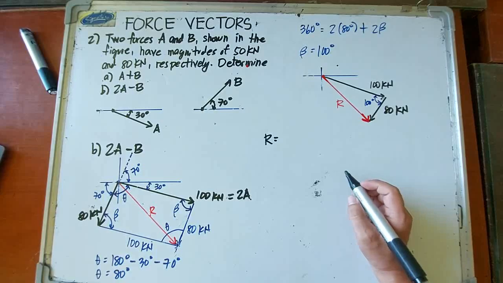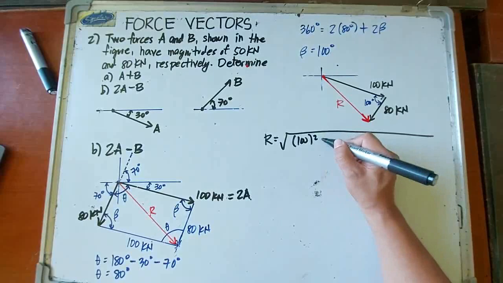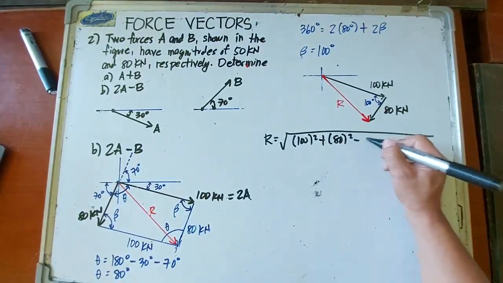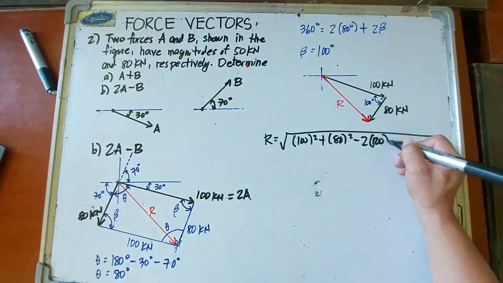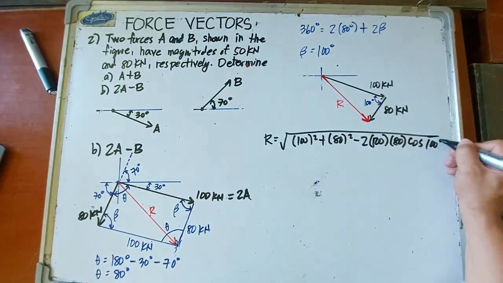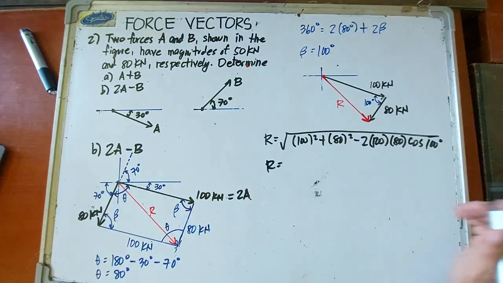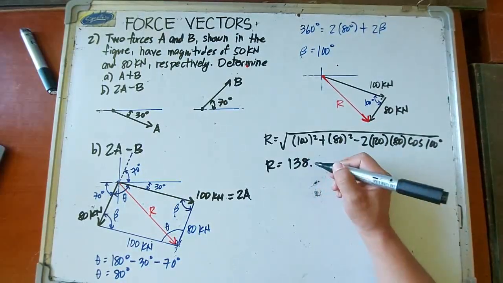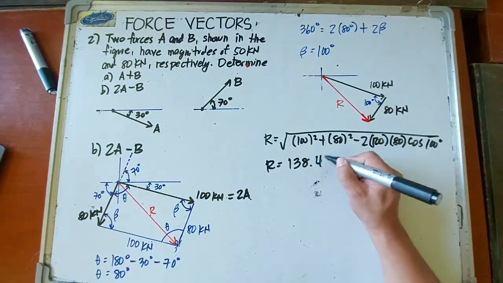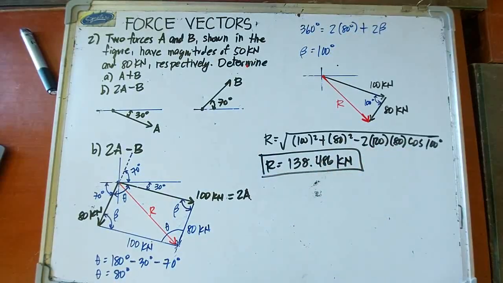So R is equal to 100 squared plus 80 squared minus 2 times 100 times 80 times cosine of 100 degrees. So the resultant of the two forces is equal to 138.486 kilonewtons. Ayan. The resultant is 138.486 kilonewtons.